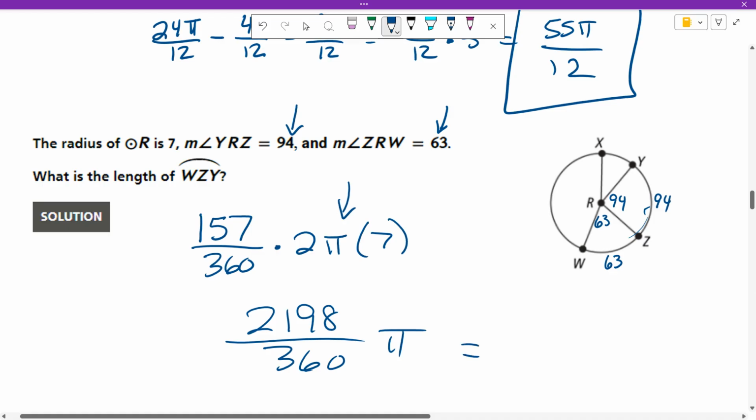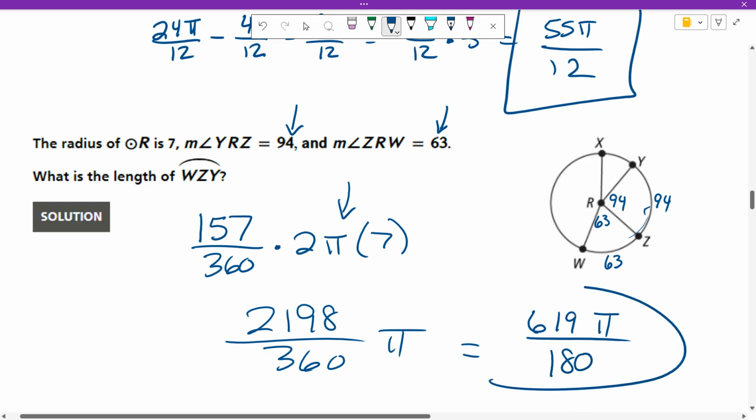So what is this equal to reduced as an improper fraction? Something with a 9 in it, I bet, right? Does it have a 9 in it? 619 pi over 180. Okay, that's the arc length.